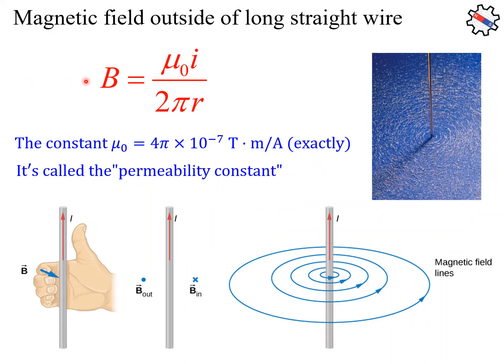We find that the magnetic field decreases with distance from the wire, r, and increases with current in the wire. And then there are some constants here, one of which is called the permeability constant, mu naught. Mu naught is exactly 4 pi times 10 to the minus 7 tesla meters per amp. Okay, well, if we draw the field lines, as I said, they're decreasing with radius, so they're going to get further apart as you get further away from the wire.